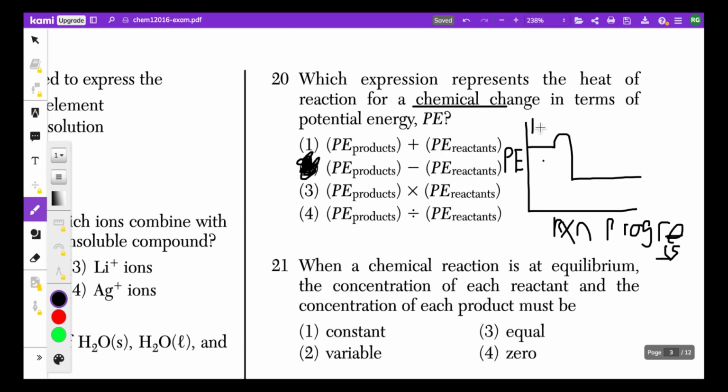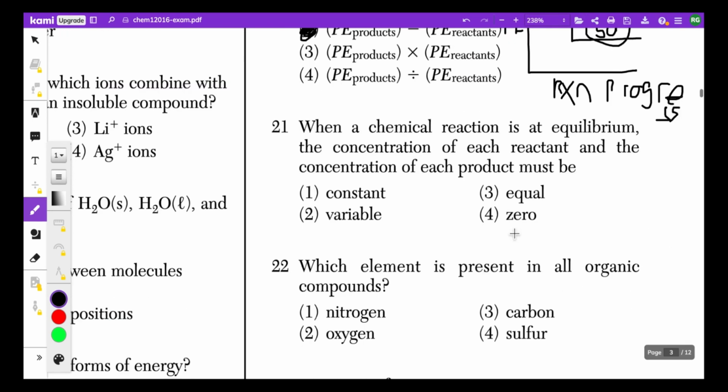Now, let's visualize this with an example. Let's say our initial potential energy is 100 in some unit, and our final potential energy is 50. Well, how much has your potential energy changed? Obviously, you decreased it by 50, so the change is negative 50. And how do you find this? Well, you take your final amount and subtract your initial amount. And boom, you get your heat of reaction.